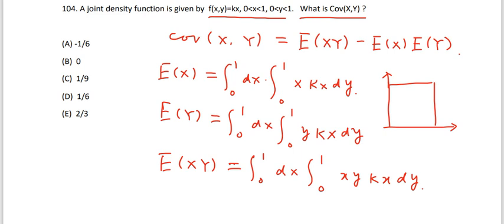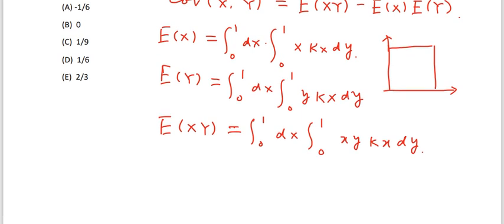All right, so what is k? We know the total probability equals 1. So we let the integral of all the probability, kx dy dx, equal 1, right?